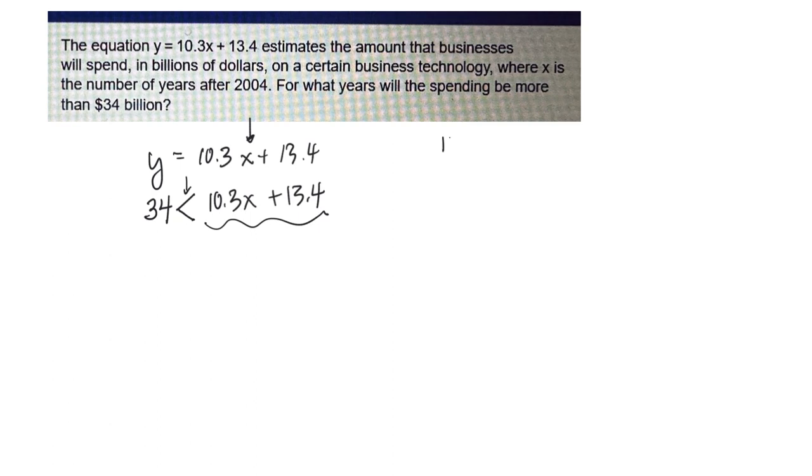You could write it like this too. Here's your spending, 10.3 times the number of years plus 13.4, and I want that to be greater than 34 billion. So if you just swap this around, you get that. Okay, so let's move the 13.4 over and subtract it.